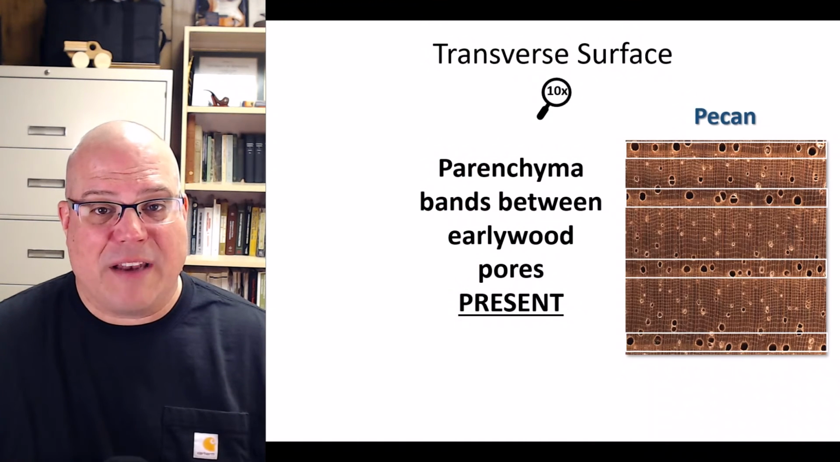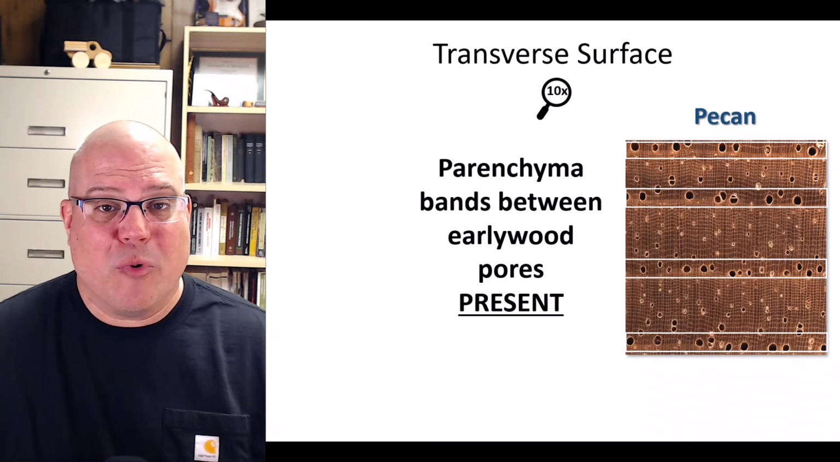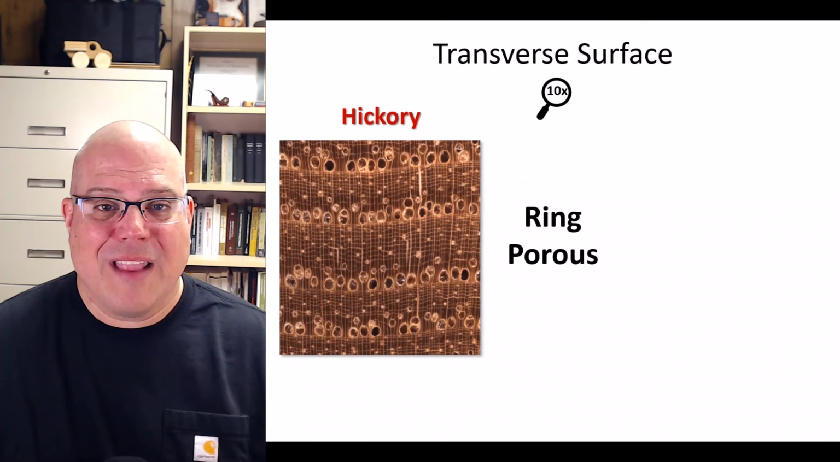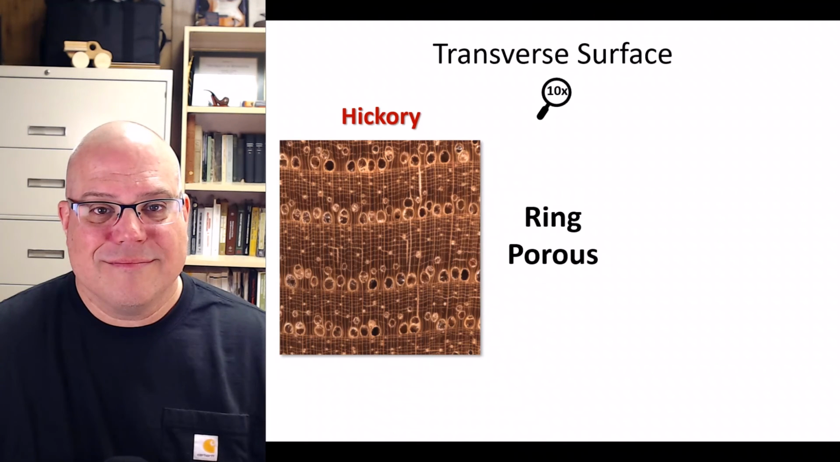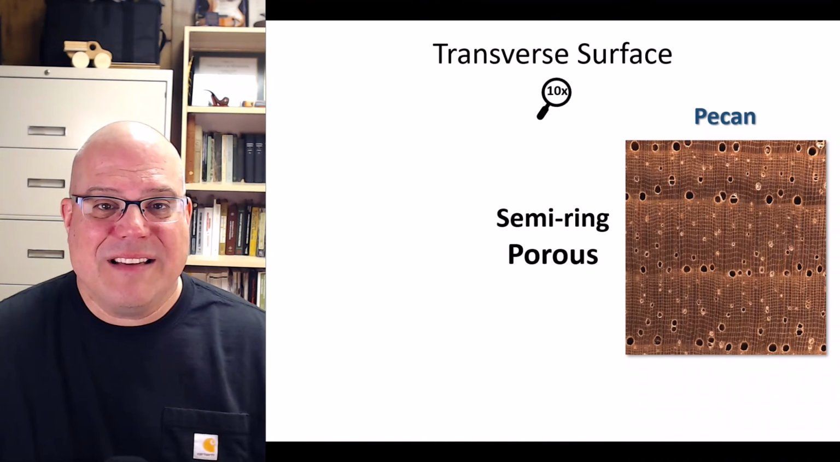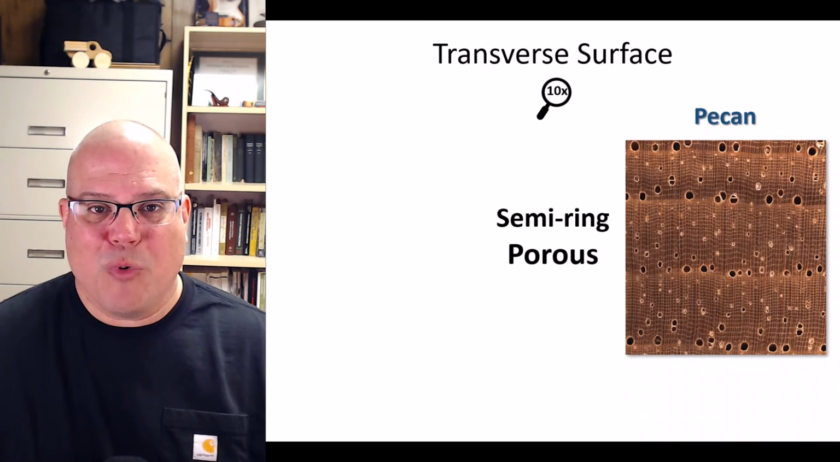If we do see banded parenchyma between the largest early wood pores, as in this image, we know we're looking at a species from the pecan group. One final difference is porosity. Hickory tends more toward ring porous, while pecan tends to lean more towards semi-ring porous.